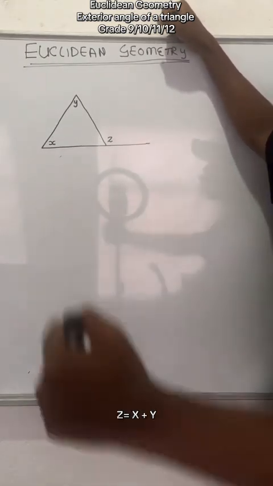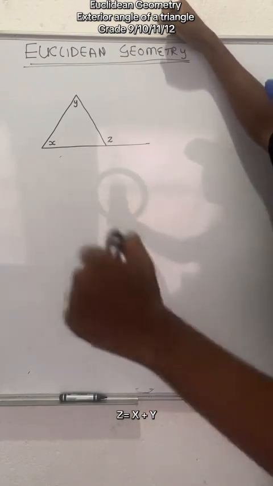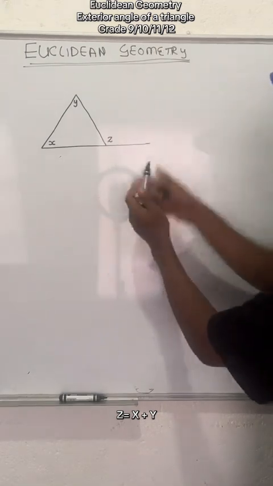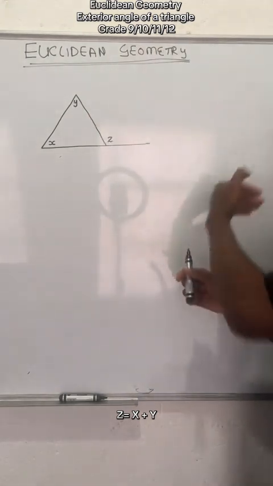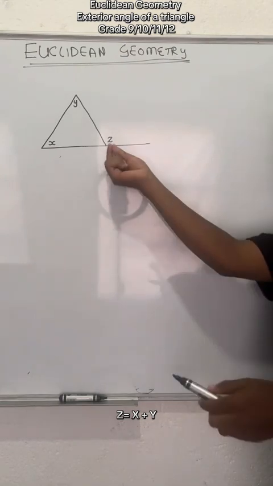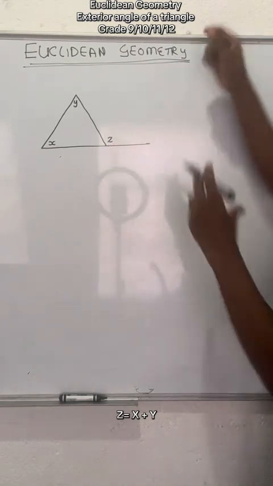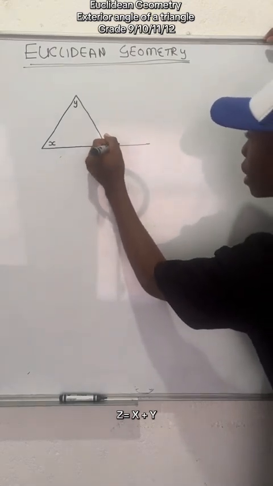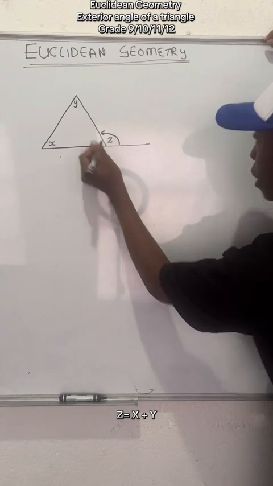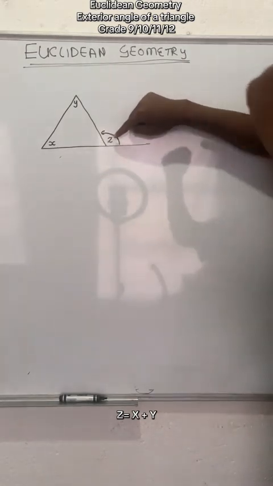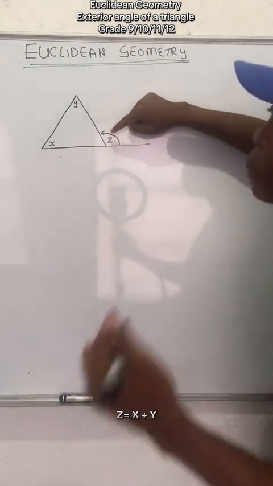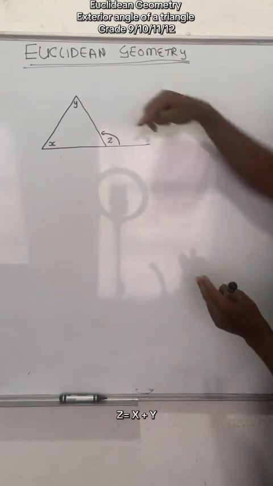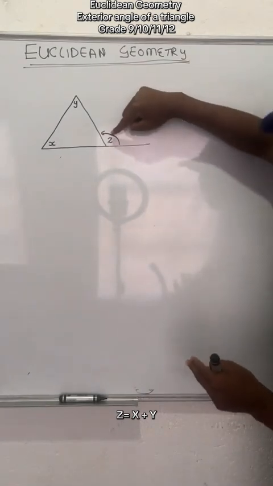Now, the theorem or rule, can you see this Z? This Z is external, is exterior, is outside the triangle, right? So the Z is exterior or outside the triangle. We say this is an exterior angle of a triangle. So Z, this angle Z, is an exterior angle of a triangle. Why? Because it's an angle that lies outside the triangle. We call it an exterior angle of a triangle.